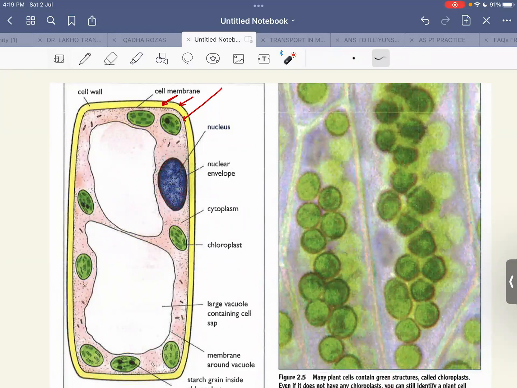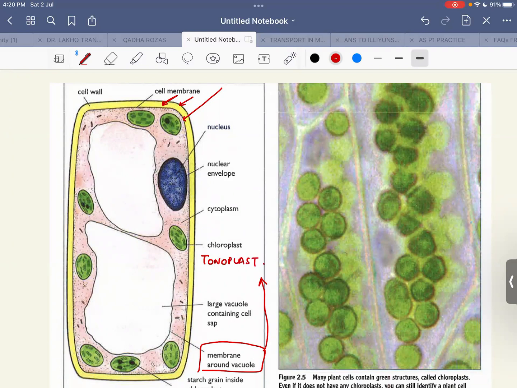Another part of the plant cell, or another organelle found inside the plant cell, is the vacuole. And over here in this diagram, you can see two big vacuoles. A plant cell may have one vacuole, or it may have more than one vacuole. So let's consider this vacuole. This entire thing is the vacuole. The membrane that surrounds the vacuole is known as the tonoplast. Let me give you the name. As it is written over here, membrane around the vacuole. So you can call it the membrane around the vacuole, or you can also call it the tonoplast, right?